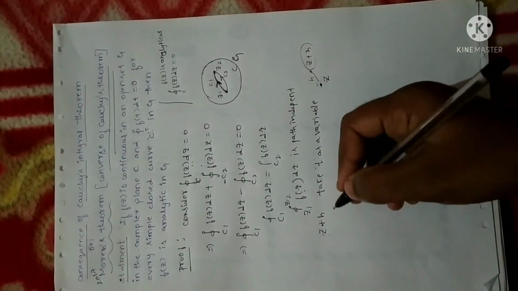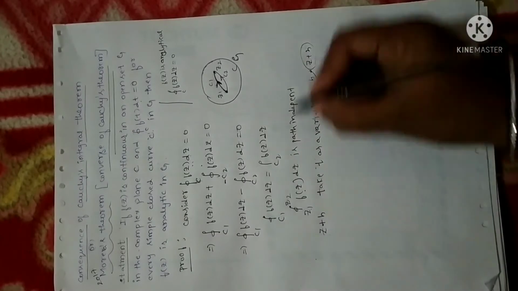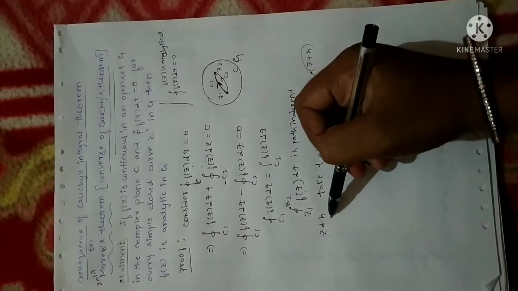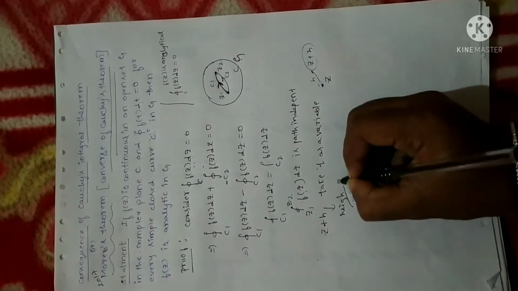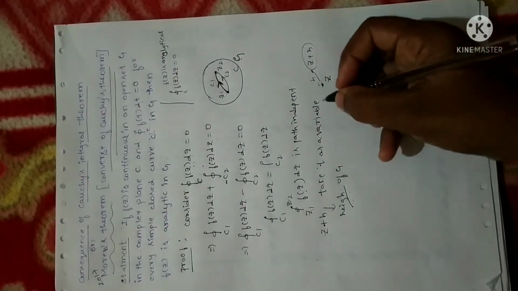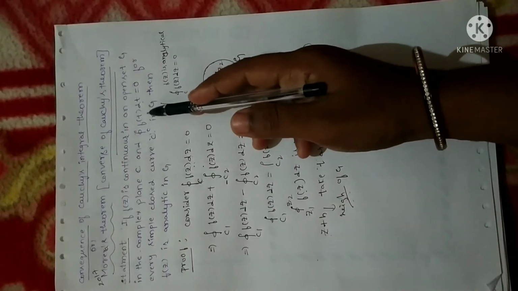I'm repeating once again. Let z be any arbitrary point in G, and z plus h be any neighborhood of it in G, and let me take a variable t. Why? Because in the theorem statement it is t.